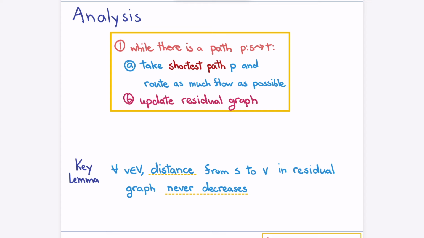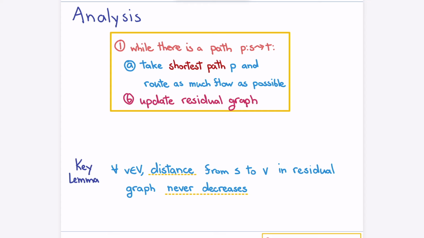Okay? And here we're going to have to do something very subtle. Maybe it's one of the more subtle things. So we're going to try to argue that, as you're doing this, edges come and go from the residual graph. A particular vertex might get cut off from S for a little while, maybe reconnected later. But we're going to argue that the distance, just counting the number of edges from S to each vertex V, never goes down over the course of the algorithm.